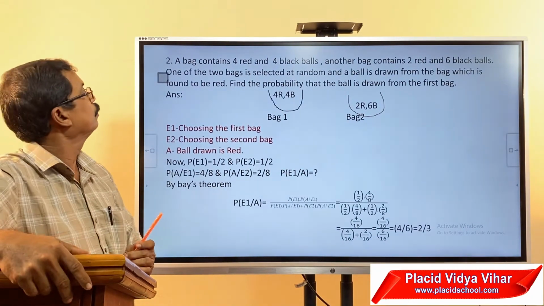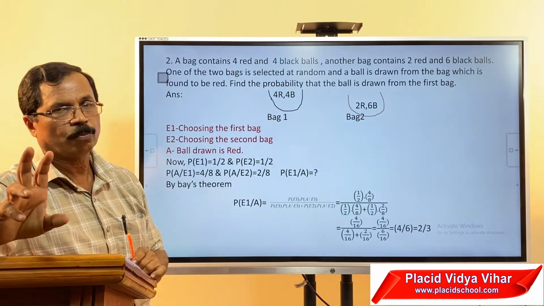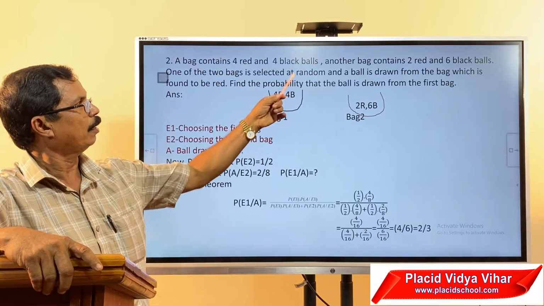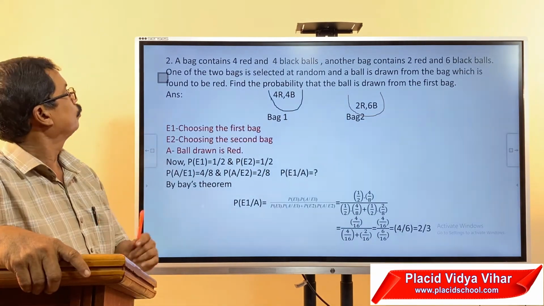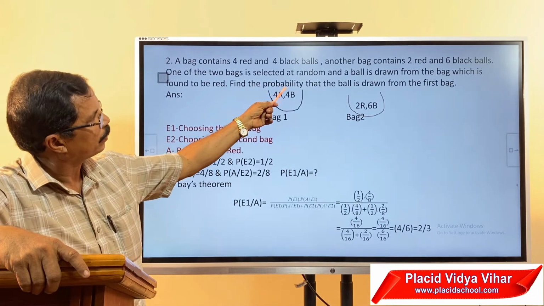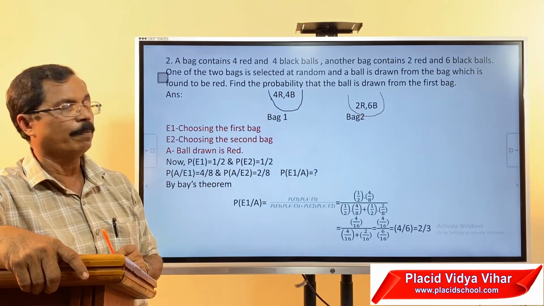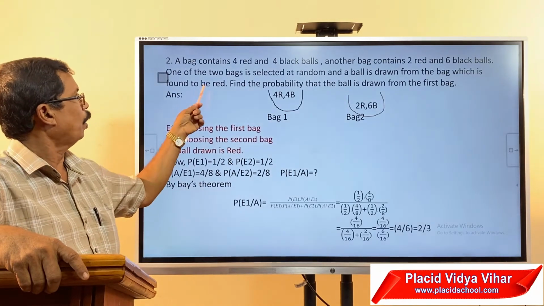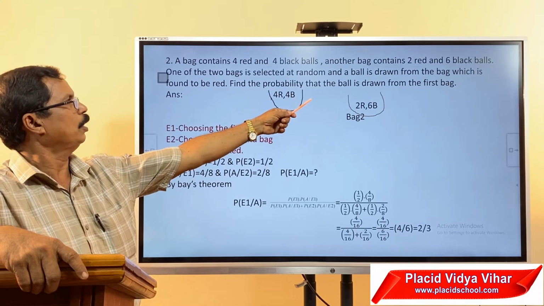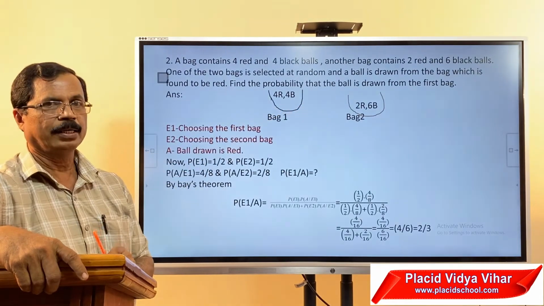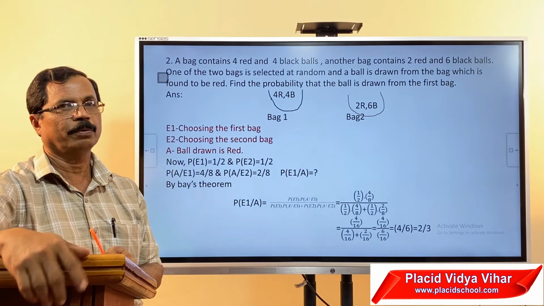I will read it. A bag contains 4 red and 4 black balls. Another bag contains 2 red and 6 black balls. One of the 2 bags is selected at random and a ball is drawn from the bag, which is found to be red. Then find the probability that the ball is drawn from the first bag. Here we use the Bayes theorem, the formula for Bayes theorem.